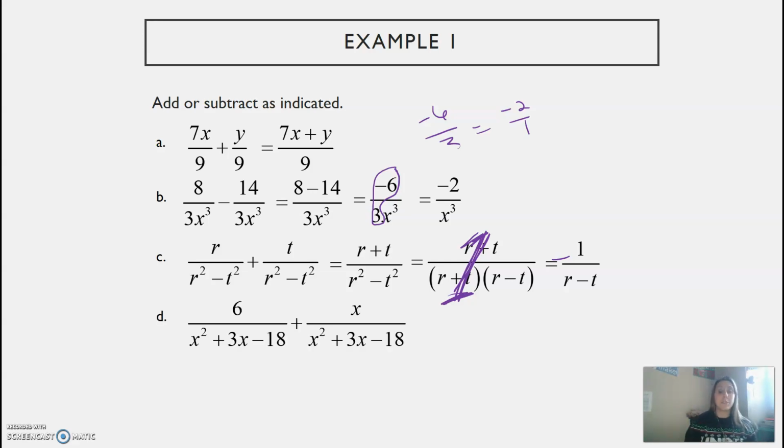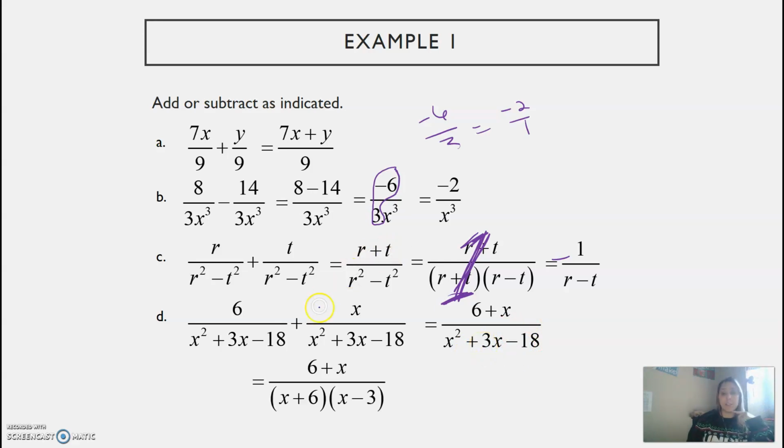Okay, so now let's do this. So we end up with that, and we're going to end up with 6 plus x. Now, can I factor that? I can factor this. The factors of negative 18 that add up to 3 are negative 6 and positive 3. So I'm going to end up with x plus 6 and x minus 6.